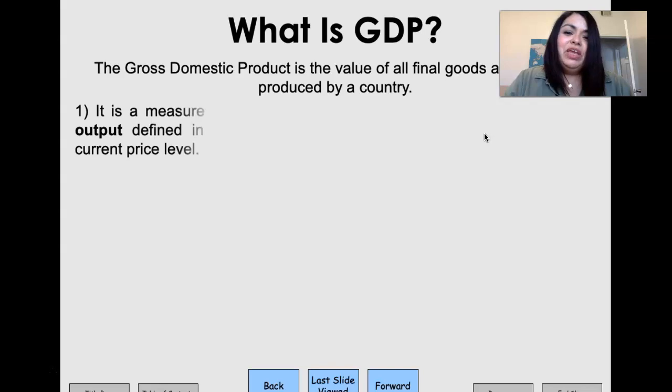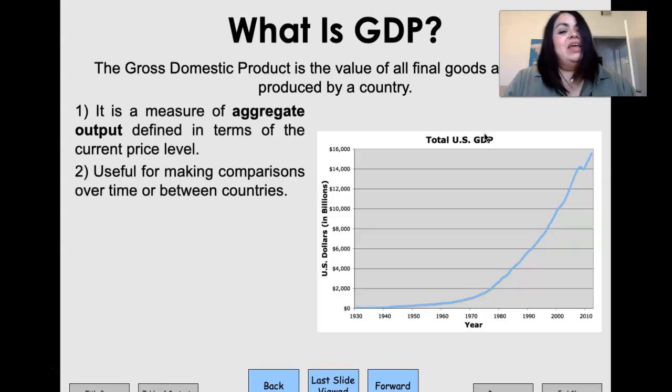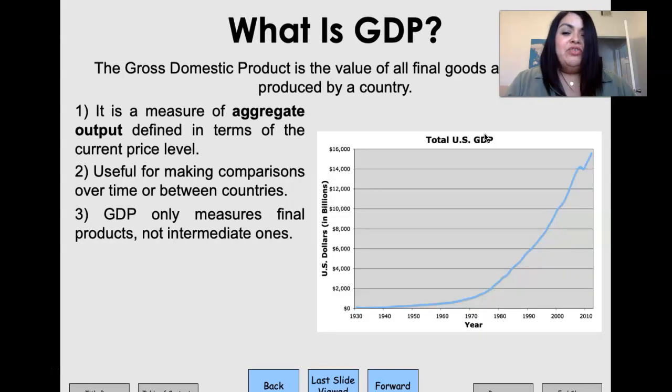Okay, so what is GDP? It is the aggregate of all the products that a country is producing, but it's final products. I'm going to explain this a little bit more. It's not like every single little thing, it's final products. And so it's a good measurement or a good snapshot of what the economy is doing, but it doesn't really get down into the nitty-gritty of what is being produced.